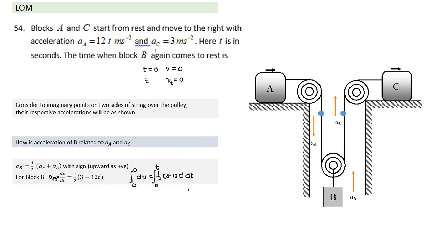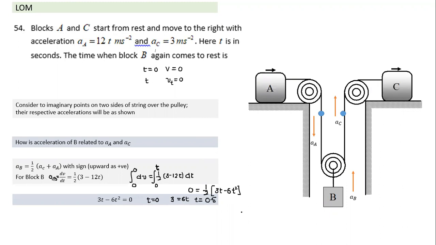If we integrate, the left hand side comes to 0, and this is equal to 1 by 2 times (3t minus 6t squared), equal to 0. So from here we find two values of t. Of course, one root is t equal to 0, since initially the velocity of B is equal to 0. And the second equation will give 3 equals 6t, or t equals 0.5. At 0.5 seconds, again this block will come to rest if this kind of motion is given to blocks A and C. So very simply we can solve.